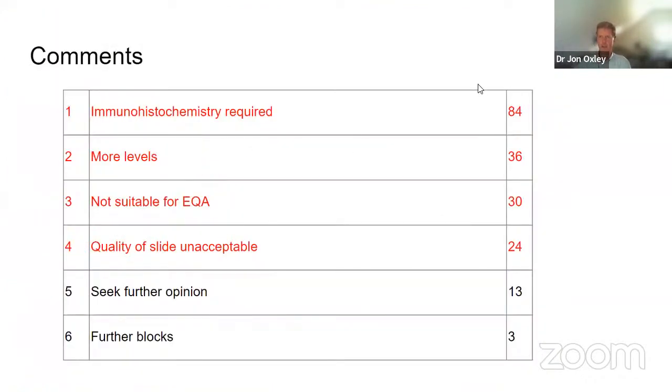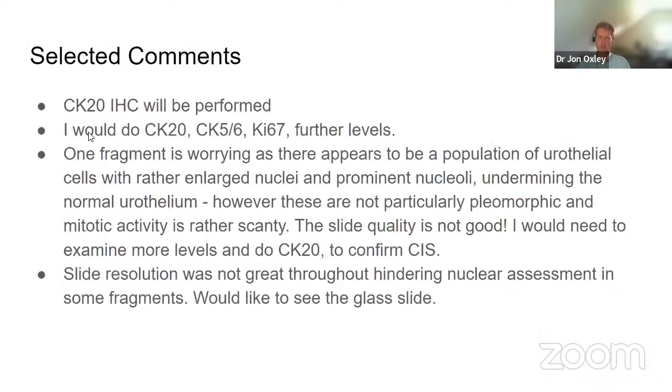So immunohistochemistry, 84. So that is very high. Quality of the slides, 24 didn't like it, and not suitable was 30, and people wanted more levels. But the immunohistochemistry seemed to be rather high. And that's basically reflected in the other comments.